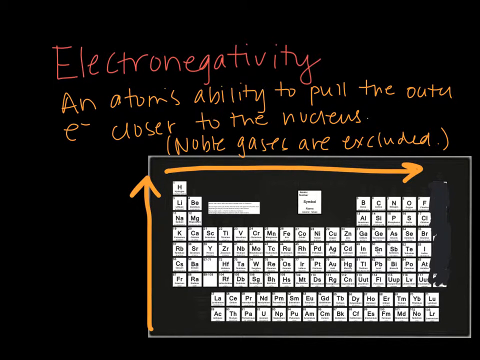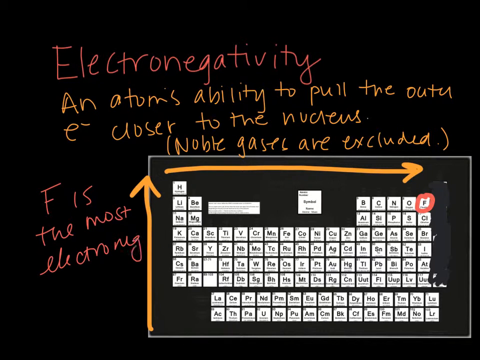So the most electronegative element on the periodic table is going to be fluorine because it's furthest to the right and up. So I'm going to write that over here. Fluorine is the most electronegative element.